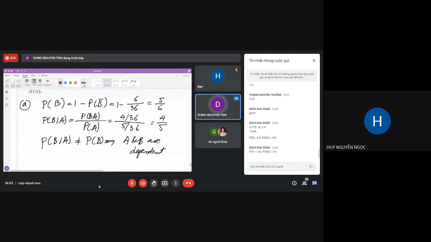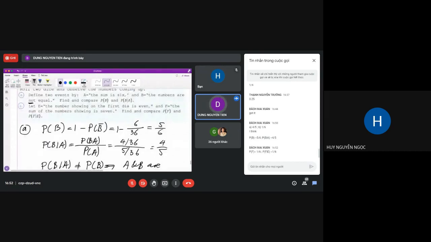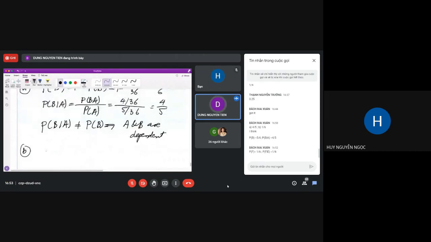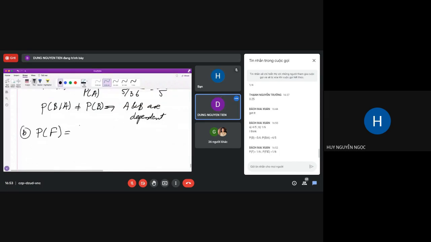For question B, what do you want to do? E is the event that the number on the first die is even. F is the event that the sum is 7. You want to find the probability of F. The sum is 7, so you can get 1 and 6, 6 and 1, 2 and 5, 5 and 2, 3 and 4, 4 and 3. So you get 6 over 36, which is 1 over 6.